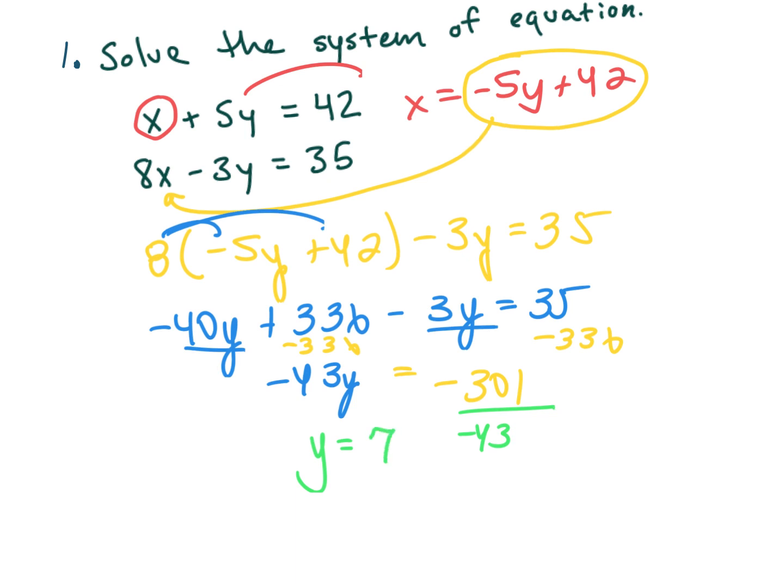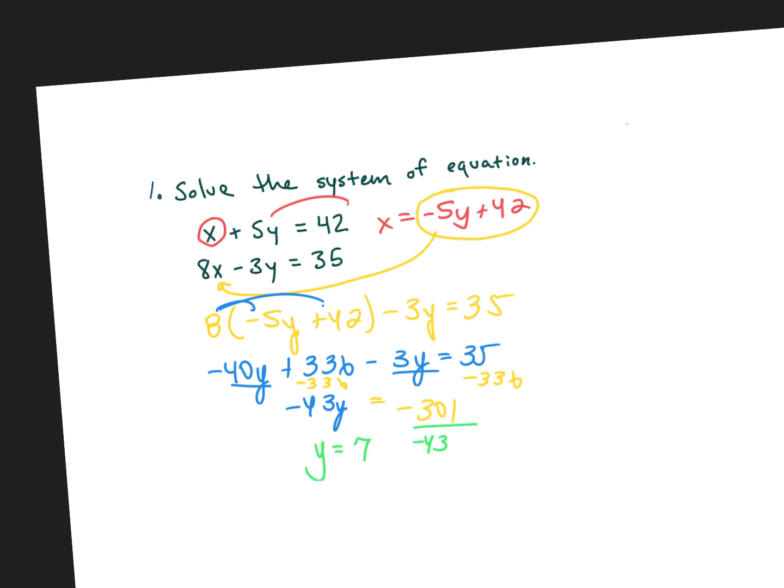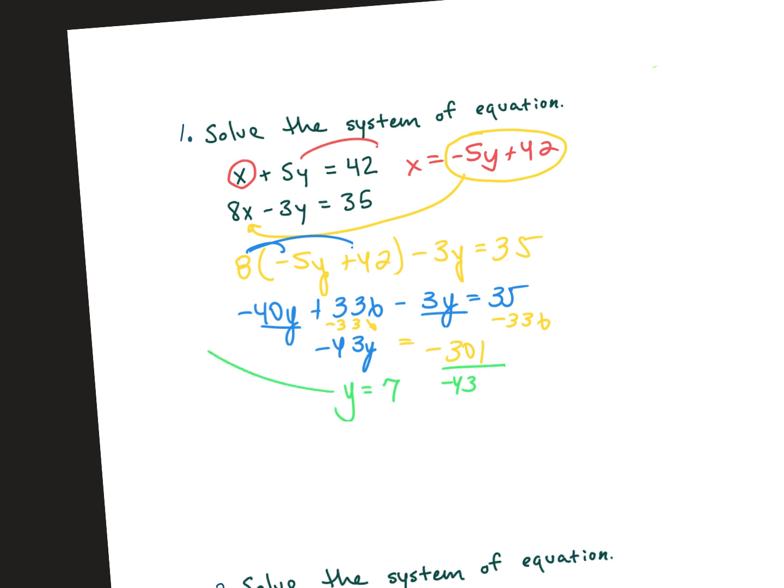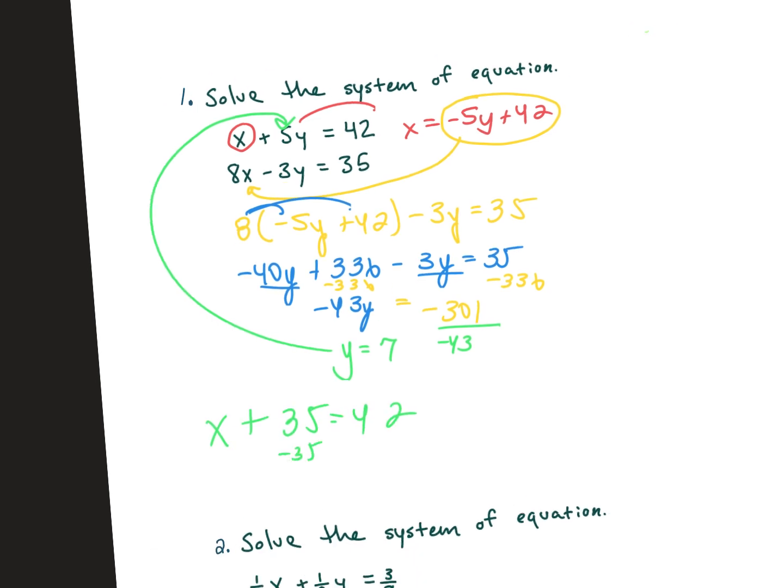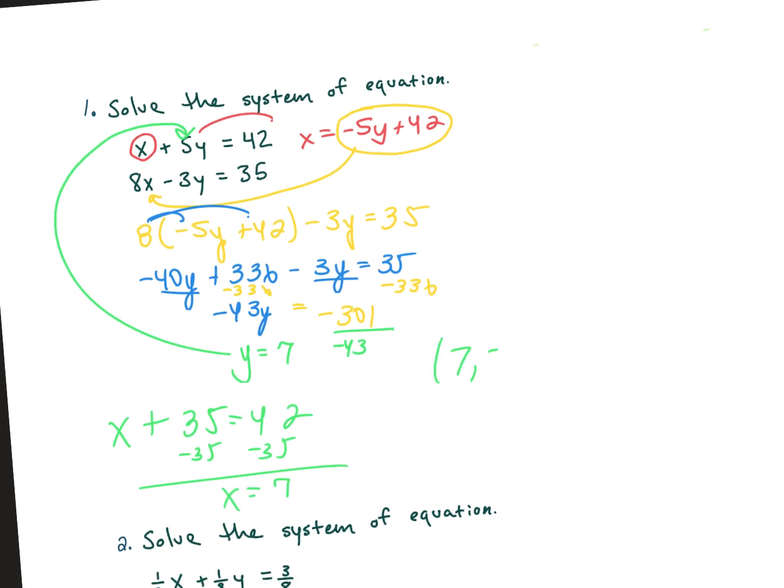7. All right, now that I found out that y equals 7, how do I figure out what x equals? Okay, plug it back in. I'm going to plug it back into the top one because that's easier. So I have x plus 5 times 7 is 35 equals 42. I subtract 35 from both sides, and I get x equals what? 7. Positive 7. So you would write your answer as 7, 7. All right, that is not new information. You guys should have learned that in Algebra 2. Should have probably learned that in Algebra 1.